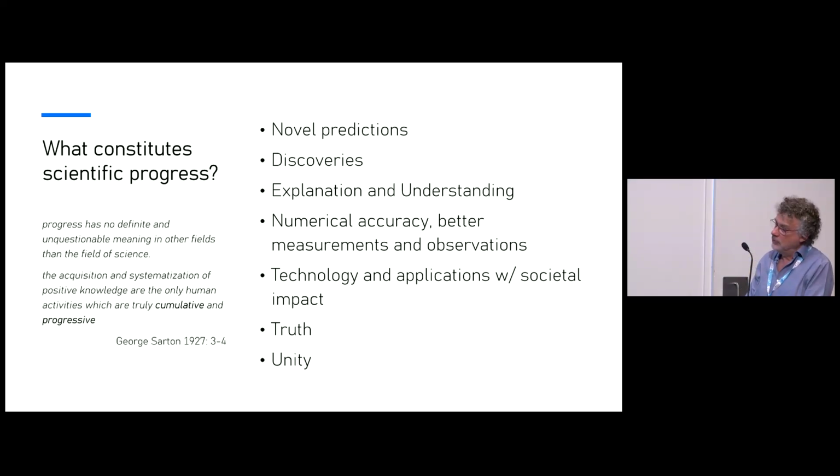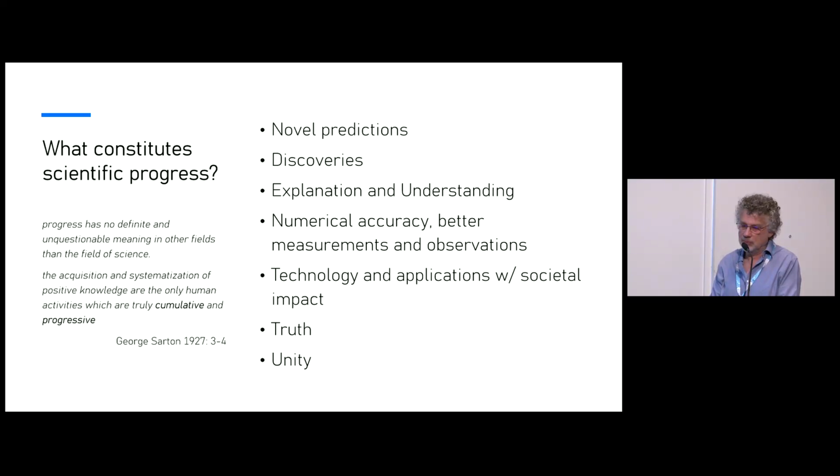Of course, explanation and understanding, providing explanations of why a certain phenomenon occurs and understanding better the mechanisms underlying, for example, a chemical reaction, are also features of scientific progress. Achieving numerical accuracy, developing models which can predict with better accuracy the value of certain measurements, for example, or approximate certain observations better, is also a sign of progress. Of course, technological applications that have a societal impact are also something very important and constitute progress achieved through science.